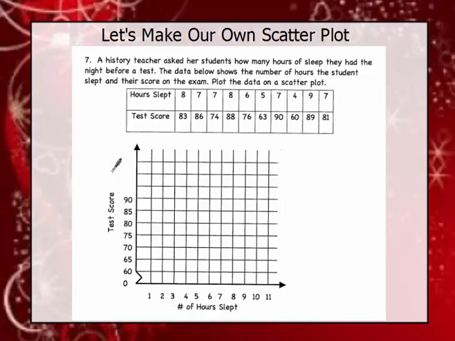Since each one of those students is a data point, we graph that data. So this first one says there's 8 hours and they made an 83 on the test. So we come up here to about 83 and we put a dot. Then we do the same thing for the rest of them.